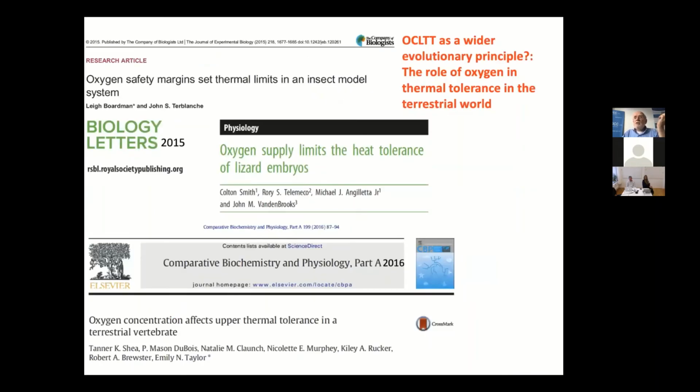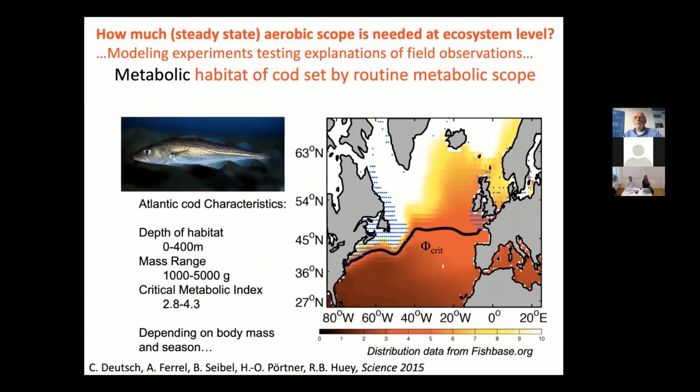If it's an evolutionary principle, it must also play out during evolution in the terrestrial world. And there are some findings emerging. It has been found in an insect model, it has been found in lizard embryos, and it has been found in reptiles, as indicated in this study. So it is something that we still need to follow through to fully understand how that principle really was possibly modified during the course of evolution.